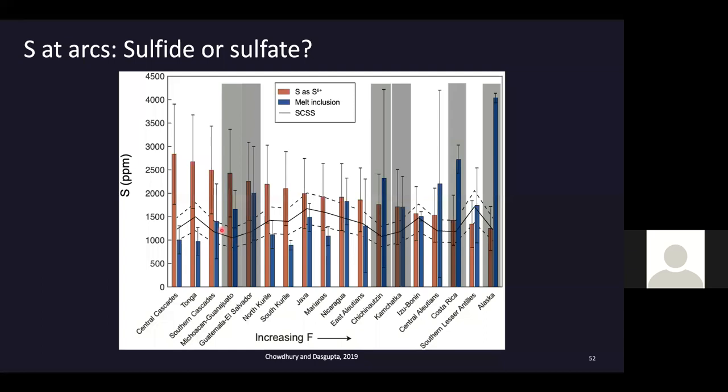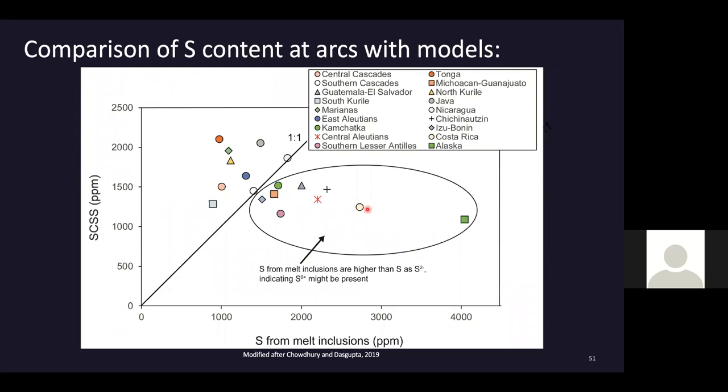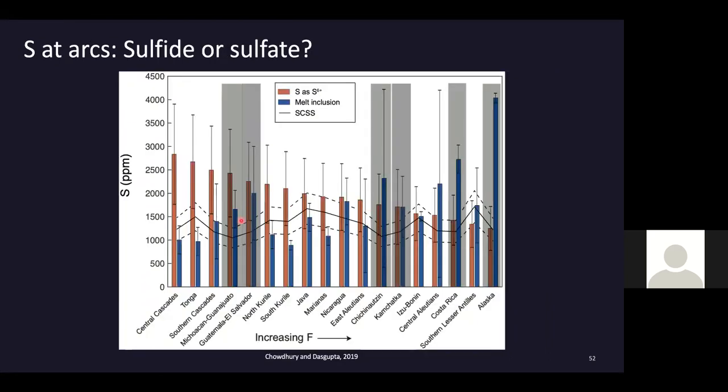The blue bars are the sulfur content of the melt inclusions, and the black line is the SCSS. The gray shaded bands are the arcs which lie to the right of the 1:1 line in the previous figure. We can see that most of the arcs that lie to the right of the 1:1 line on the previous figure, their sulfur content of the melt inclusions can be described by sulfate as a species. Why do we say so? Because the orange bands and the blue bands, within error, match with each other.